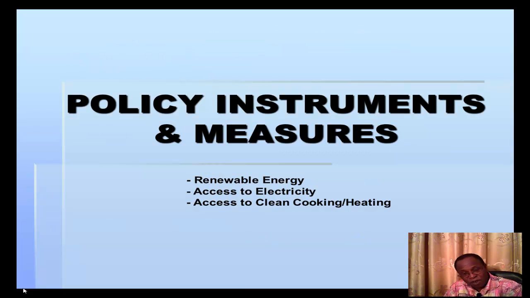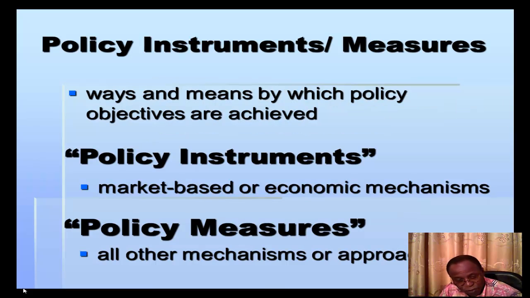Now, if we look at what policy instruments and measures are available for promoting these objectives that I've just spoken about, and if we look at the three areas, well, first we would take a look at some general instruments and measures. Instruments and measures really are ways and means by which policy objectives are achieved.